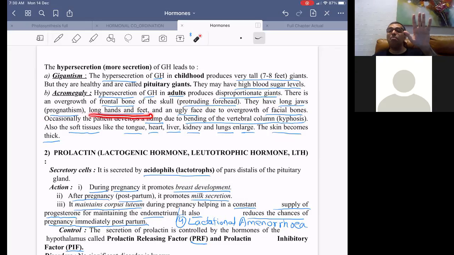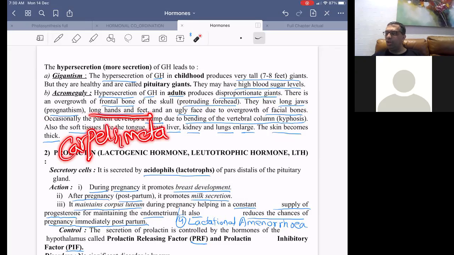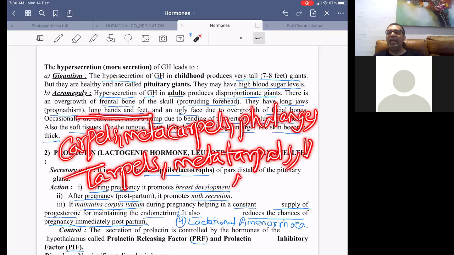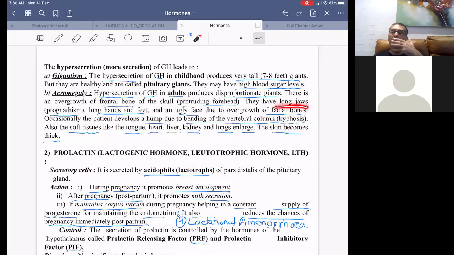मेरे phalanges बढ़ने लगेंगे. Carpals, metacarpals, tarsals, metatarsals, phalanges increase in size, and that means I will have long hands and feet. My jaws, if you remember, maxillae and mandible will increase in size, and that will result in an ugly face.